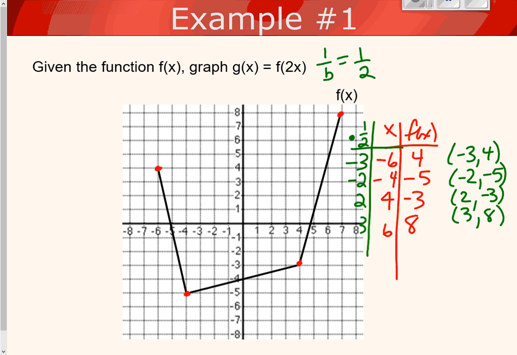All right, so let's see how this looks. So this we're saying is a horizontal compression by a factor of 1/2. So it's like we're taking it from either side and squishing it in horizontally. So my first point is going to be at (-3, 4). My next point is at (-2, -5). And then (2, -3). And then (3, 8).